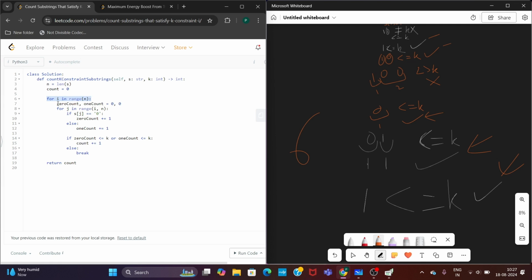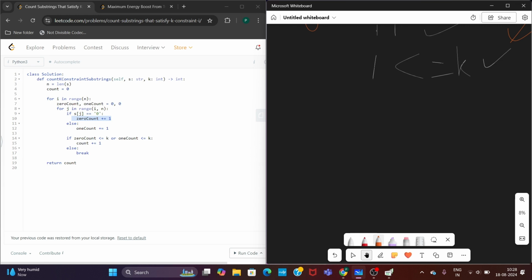Then I have initialized my 0 count and 1 count over here, both to 0. Then from i to n, I am running a for loop. If I encounter any 0 over here, I am incrementing my 0 count by 1.